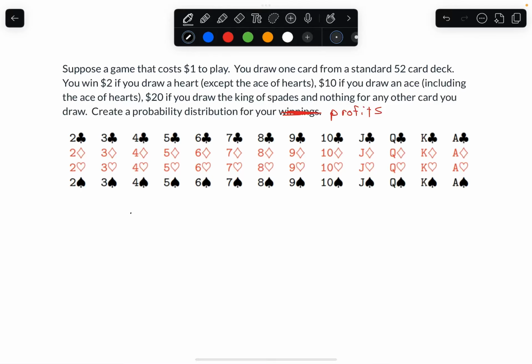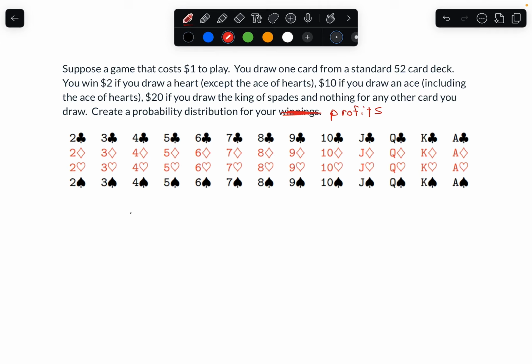In this video, we're going to take a look at an example for setting up the probability distribution for a card game. With a probability distribution, our goal is to basically lay out every single possible scenario, and the probability of each one of those scenarios. So let's take a look at our game here.